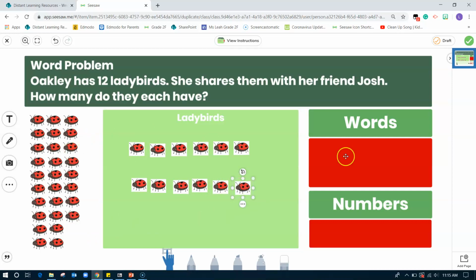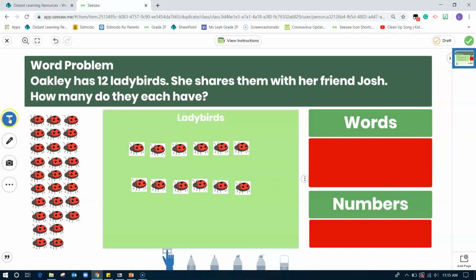I can clearly see I have two equal groups, I have two arrays. Remember, if I want to find out one half, I count one group. 1, 2, 3, 4, 5, 6. So each person gets 6 ladybirds.